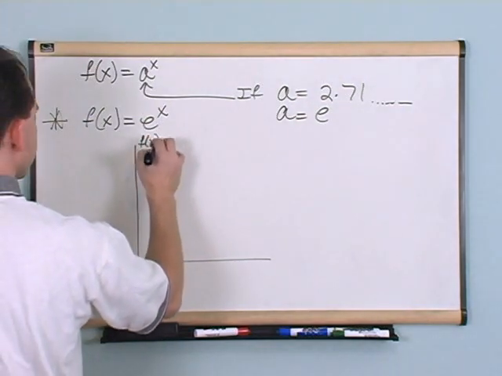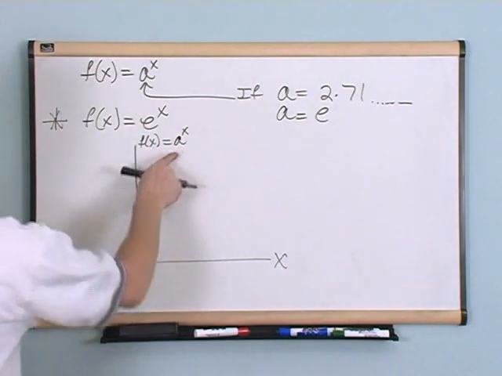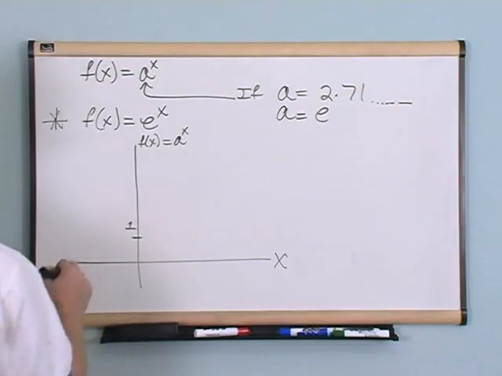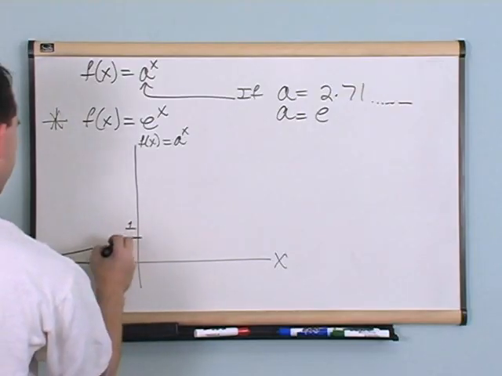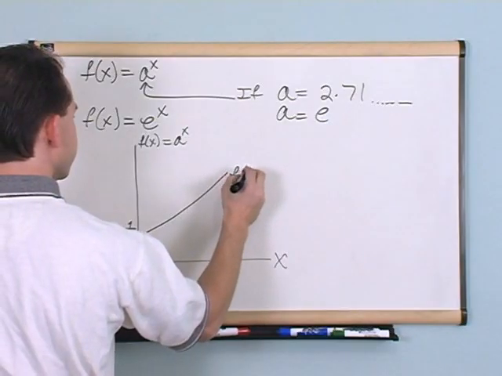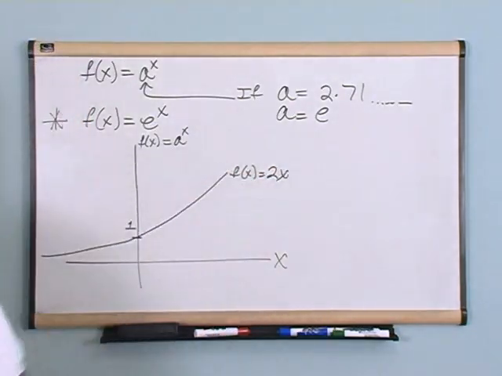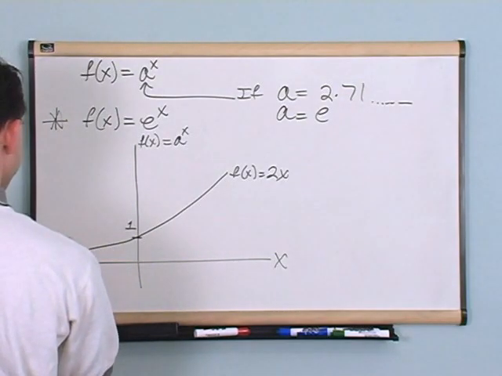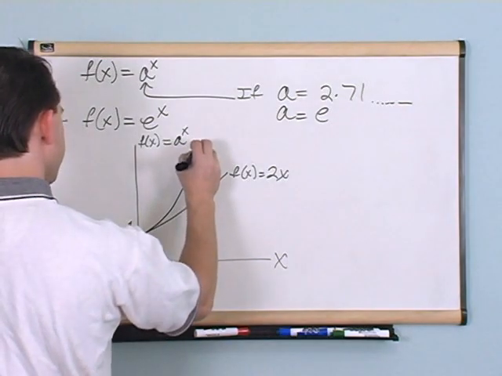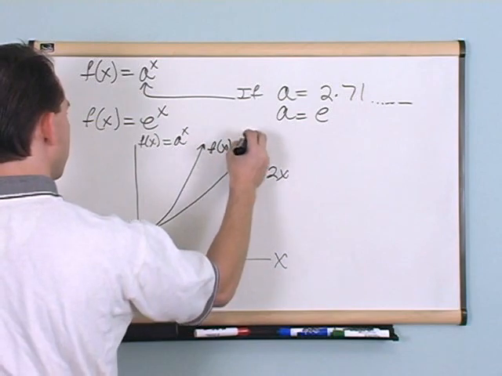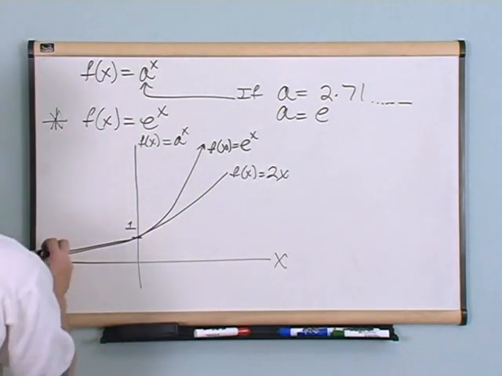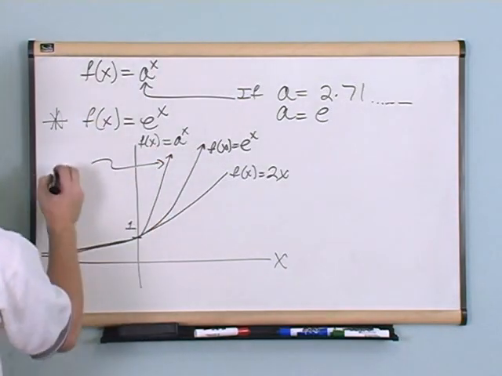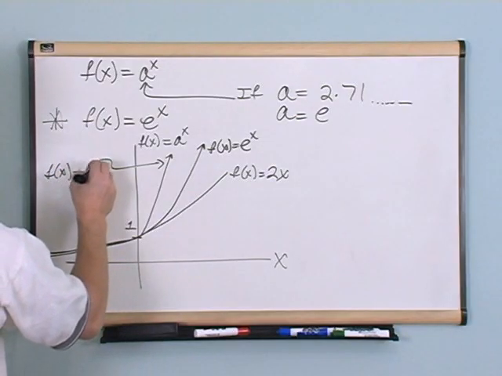here's f of x equals a to the x power, just like what we've been drawing all day. Here's the number 1. Okay? If I were plotting 2 to the x, it might be something like this. It might be a graph like this, right? If I were plotting e to the x, it might look something like this, e being 2.7. And if I were plotting, just for comparison purposes, f of x equals 10 to the x, it would be steeper still.